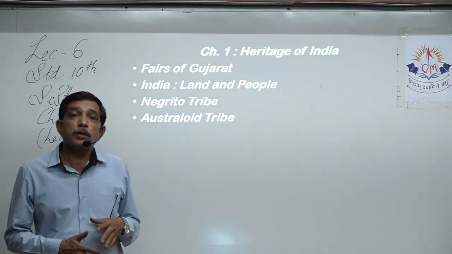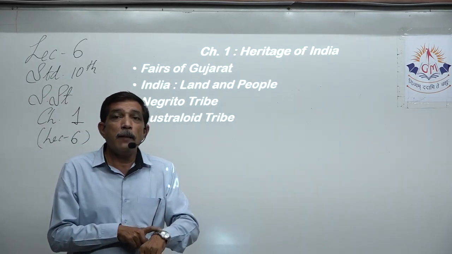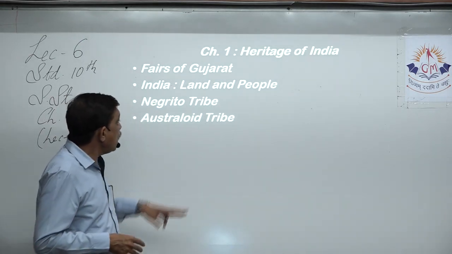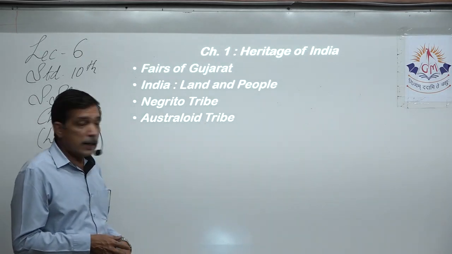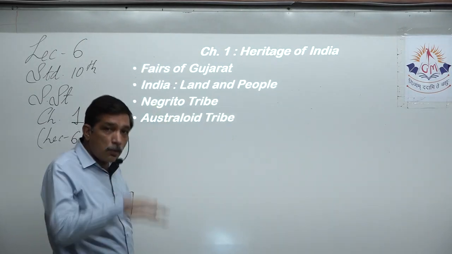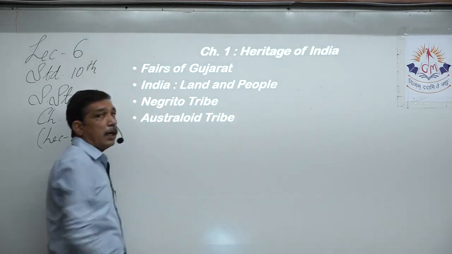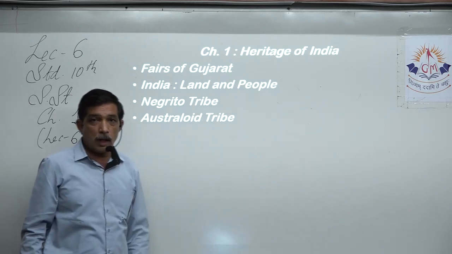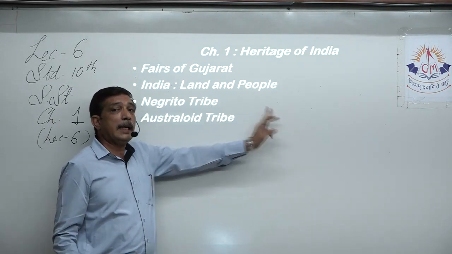Next, we come to the physical features. That also we learned. They were short in height, they had black skin color and curly hair. These are the physical features. Next, we learnt about the Australoid tribe that came from the lower part of Asia, just below China. They came all the way from there up till Myanmar. After Myanmar, our country starts. Myanmar is a different country, in the earlier days known as Burma, right? So from Myanmar they entered into India.